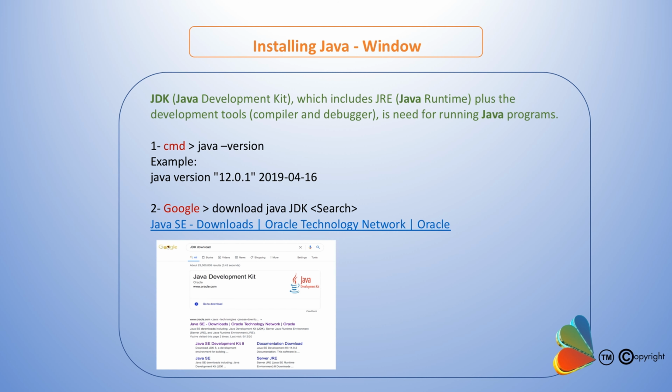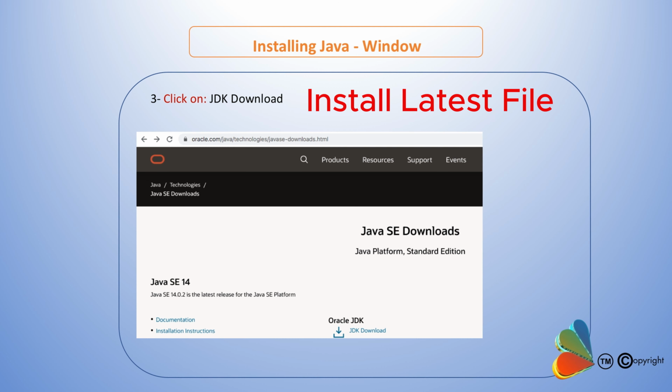Number 2. Go to any search engine, like Google, and search for Download Java JDK. Click on Java SE Downloads, Oracle Technology Network, Oracle. Number 3. Click on JDK Download.